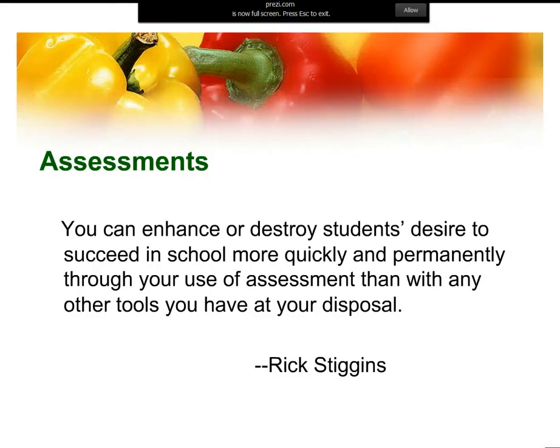Rick Stiggins says, "You can enhance or destroy students' desire to succeed in school more quickly and permanently through your use of assessment than with any other tool you have at your disposal." Let's continue our common language development now with assessments.